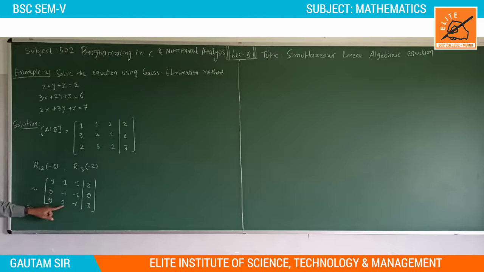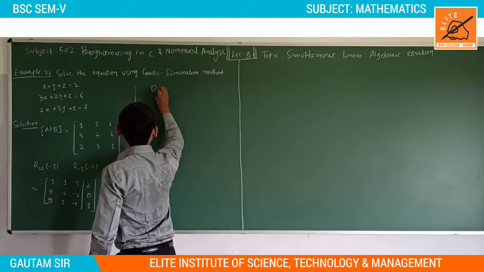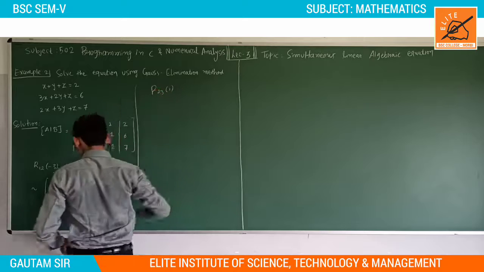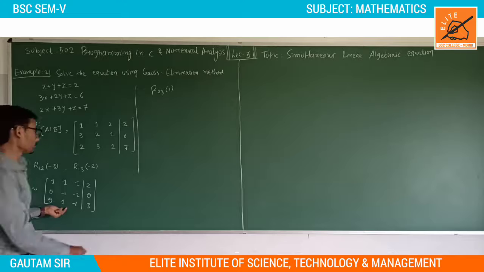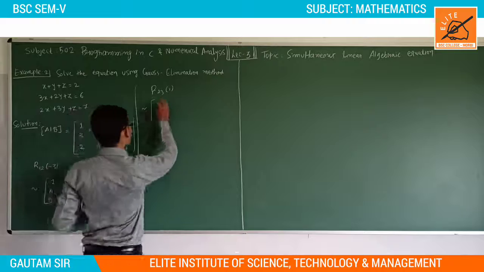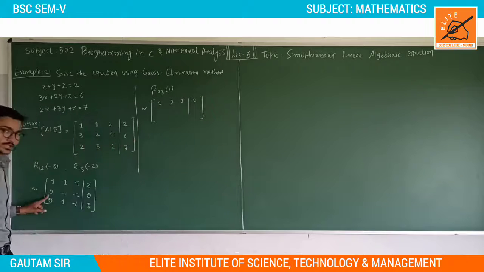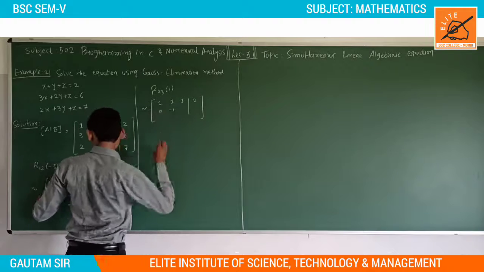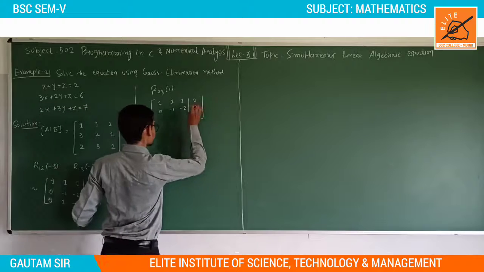So our aim is to convert this place to 0. So add the second row into the third row, which gives the third 0. So R32: multiply the second row by 1 and add into the third row. The first row stays as it is, 1 1 1 2. The second row also stays as it is, 0 minus 1 minus 2, and 0.